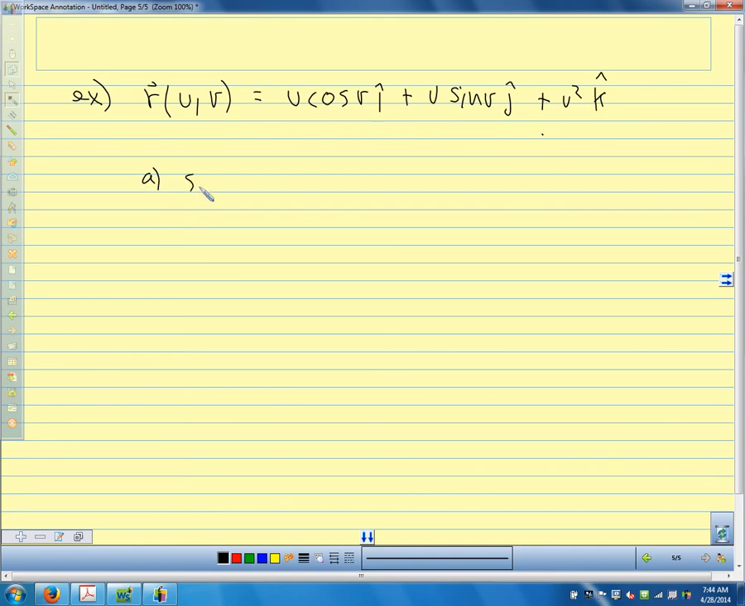So let's say we have S of u and v is u cosine v i hat plus u sine v j hat minus u squared k hat. How would the graph be different? It would be mirrored across the xy plane. So we reflect it. This would be reflected in the xy plane. Everything's the same except our z's are negative. So this is going to reflect in the xy plane.